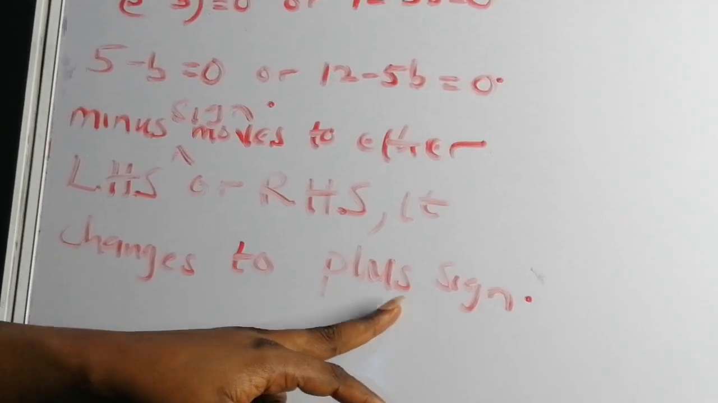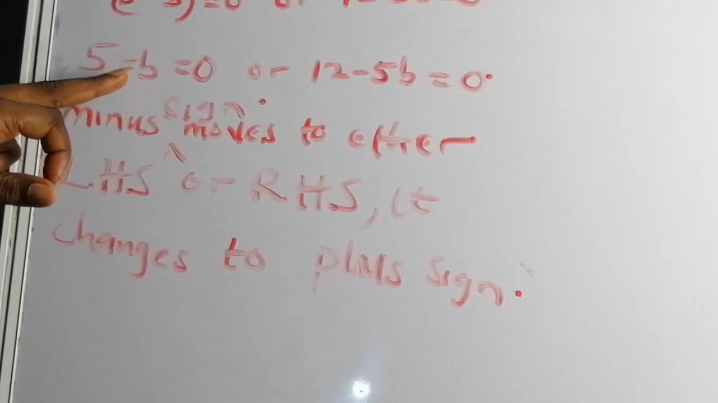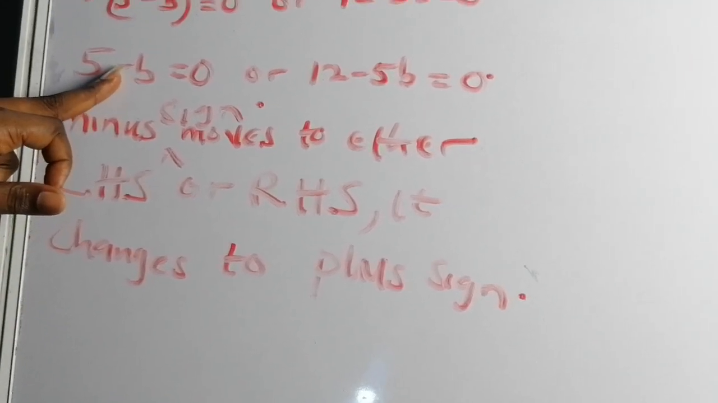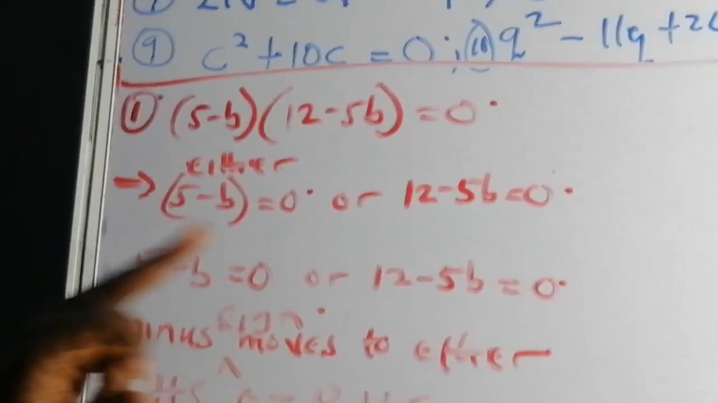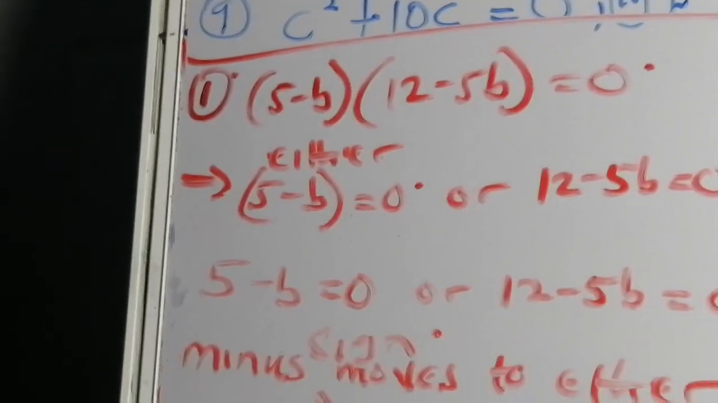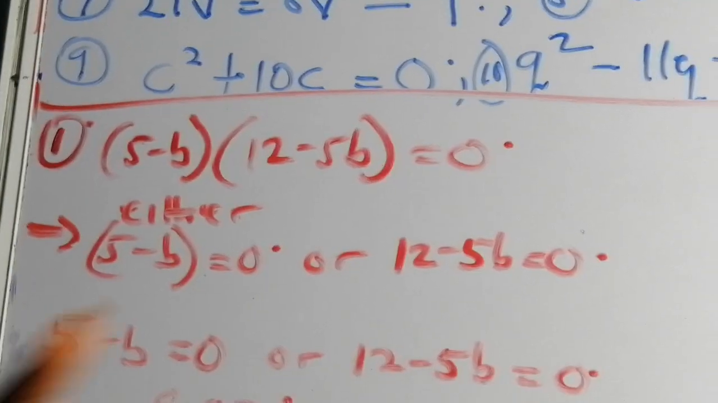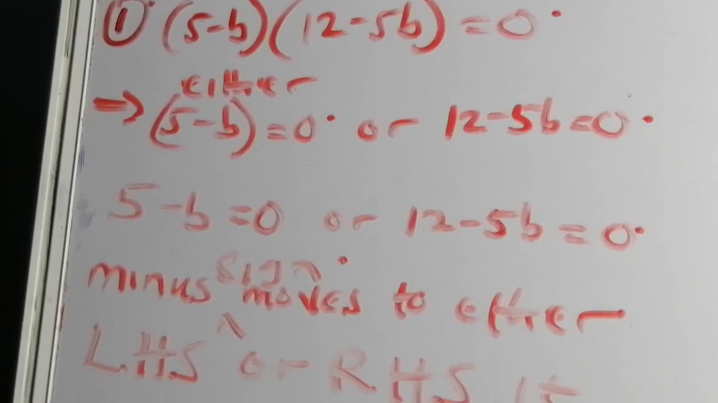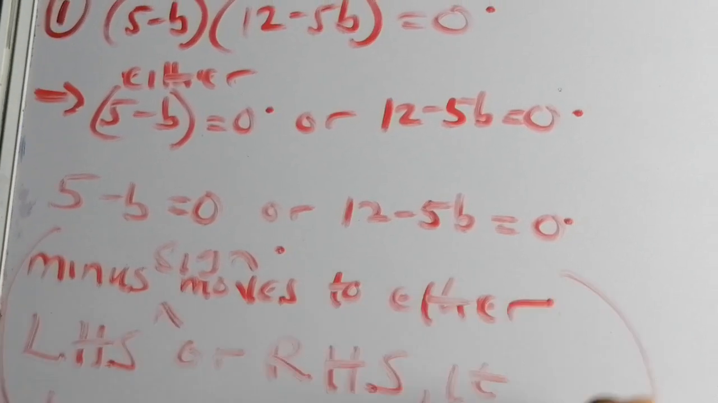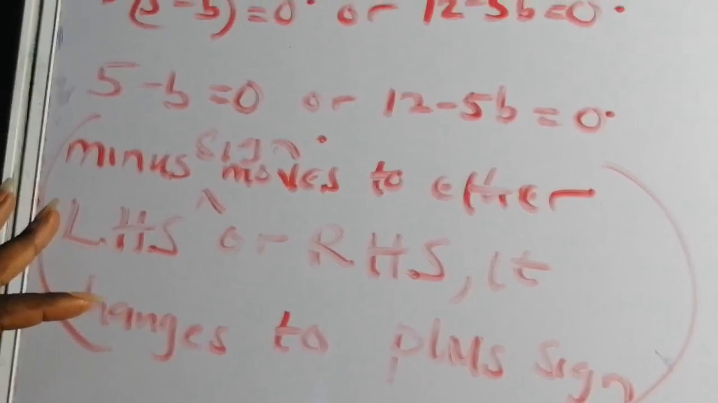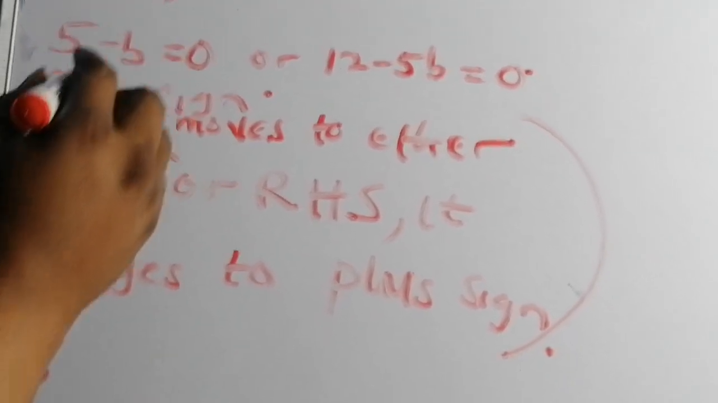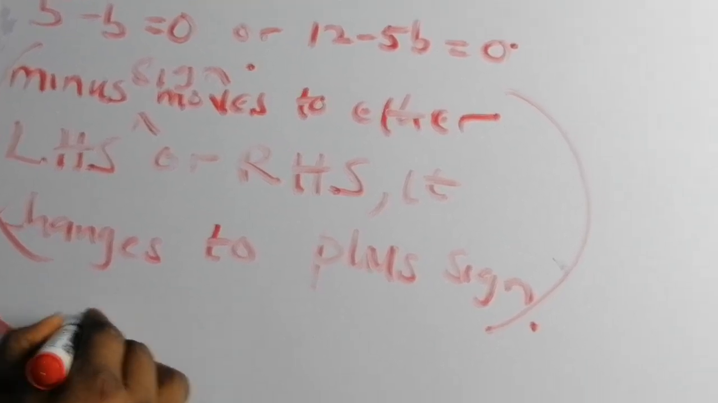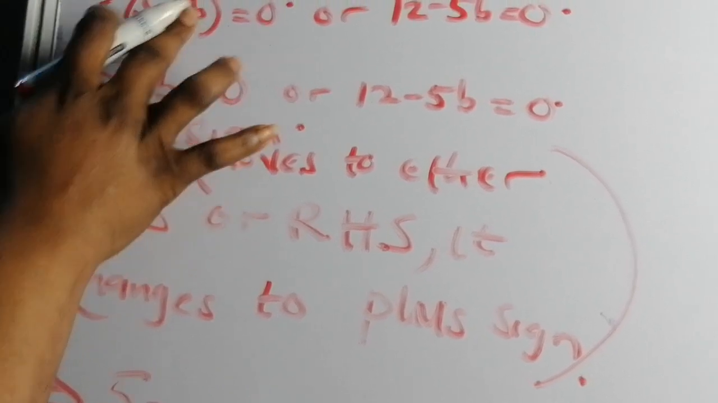It changes to plus sign. In this case I have a minus sign here. So this minus sign is moving to the right hand side. This minus sign here is also moving to the right hand side. This is left, this is right. I just included this so that you can understand the logic behind moving minus from one place to another. So this implies that I can have 5 is equal to, so minus b is moving.